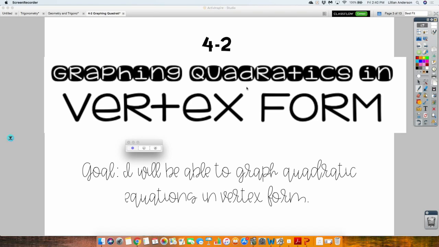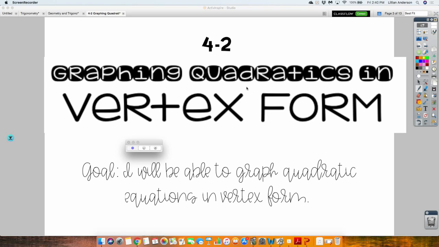All right, so we're going to be graphing quadratics in vertex form. So you guys are going to be able to graph quadratics, but this time they're going to be written in a different form, okay? There's actually 3 ways that you can write a quadratic. One of them is standard, okay? That's what we did yesterday. Today we're doing vertex form, okay?